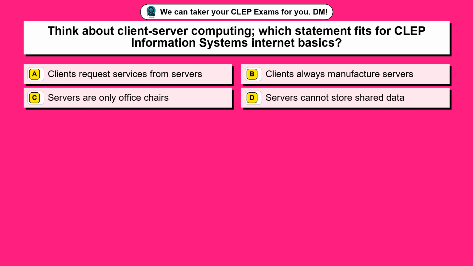Question 58. Think about client-server computing. Which statement fits for CLEP Information Systems Internet Basics? Option A, clients request services from servers. Option B, clients always manufacture servers. Option C, servers are only office chairs. Option D, servers cannot store shared data. The correct answer is option A, clients request services from servers.